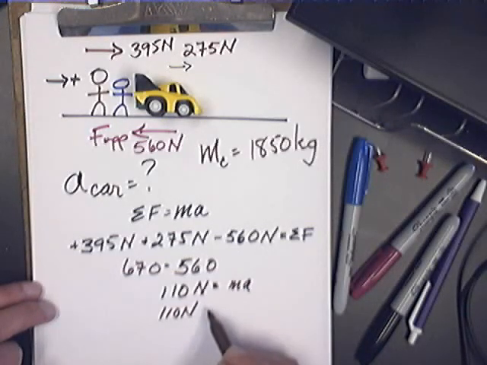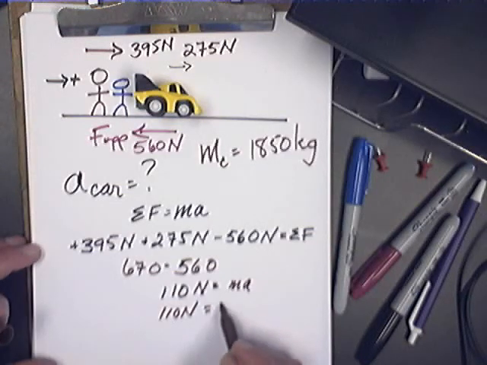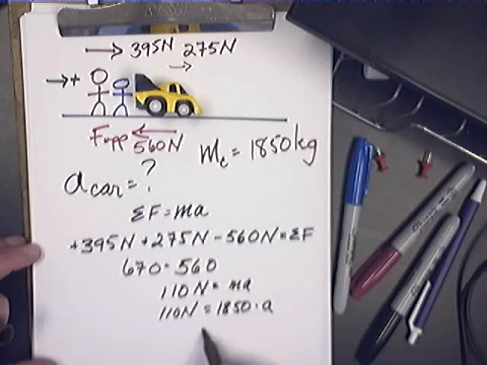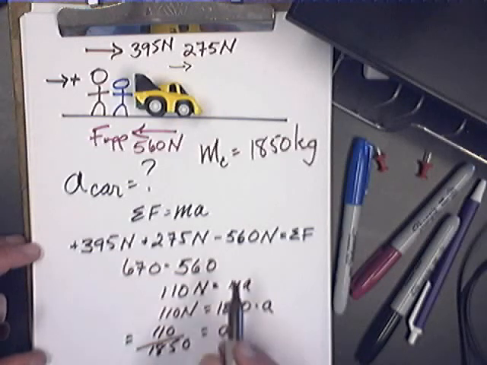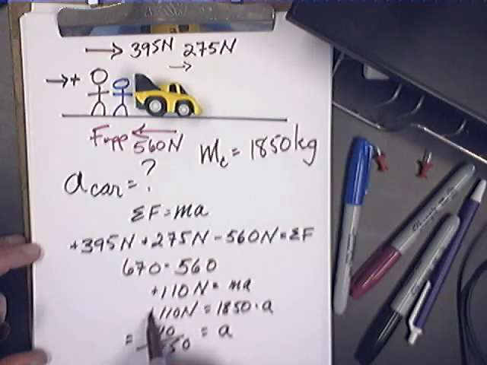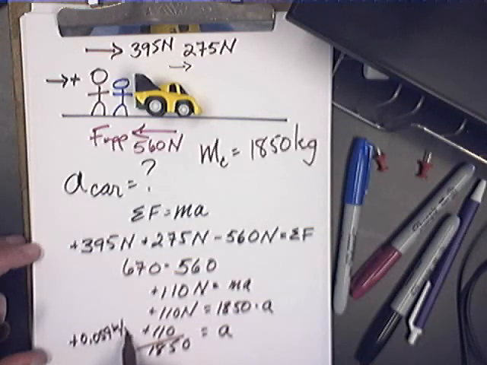110 newtons equals 1850 times the acceleration. My acceleration is going to be 110 divided by 1850, which is, this is a positive force, so this is positive, which gives me plus 0.059 meters per second squared.